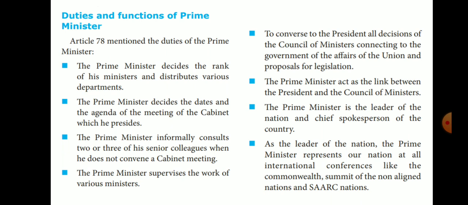To convey to the president all decisions of the council of ministers connected to the government's affairs of the union, and proposals of legislation. So without the consultation of the prime minister, laws or anything cannot be passed. The prime minister acts as a link between the president and the council of ministers.